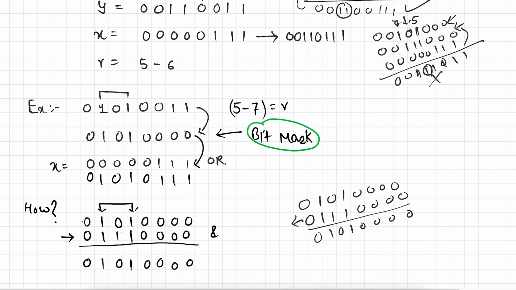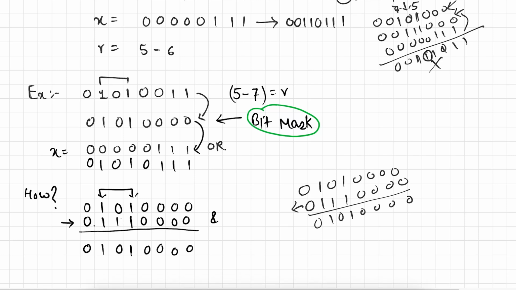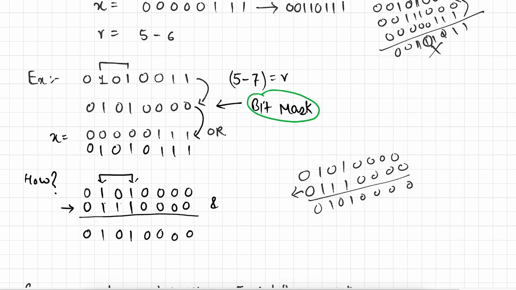Why? Let's say this is a number and from 5 to 7 we have 3 bits, and out of 3 bits 1 bit is unset. So we do not want to count this bit, right? So that's why we have to perform bitwise AND of number y with our bit mask. After performing bitwise AND with our mask, we get a number 01010000, and this is the correct number, and this is the number we are looking for, because in this number only 2 bits that are set exist, all other bits are unset.